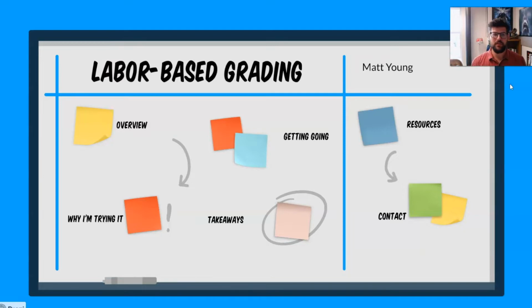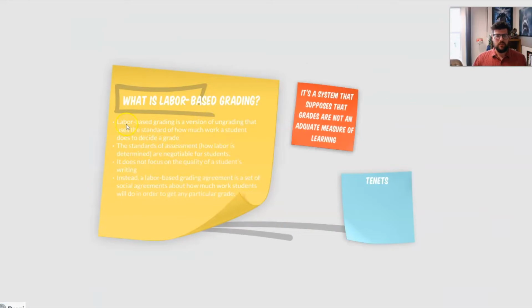So I'm here today to talk a little bit about labor-based grading. I'm going to go over an overview, how I came to it, some things I use to get started, some takeaways I have in my ongoing process, and also some resources and contact info as we go through. We'll start with the overview.